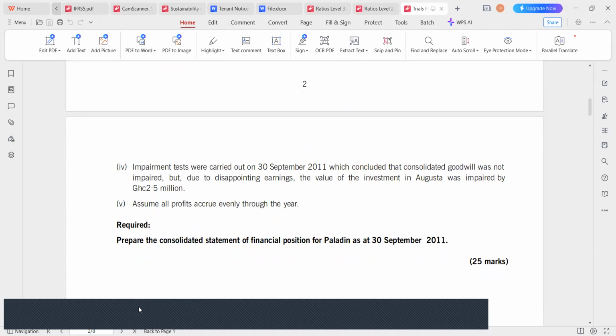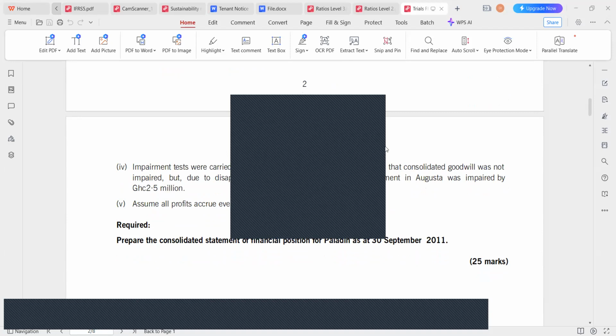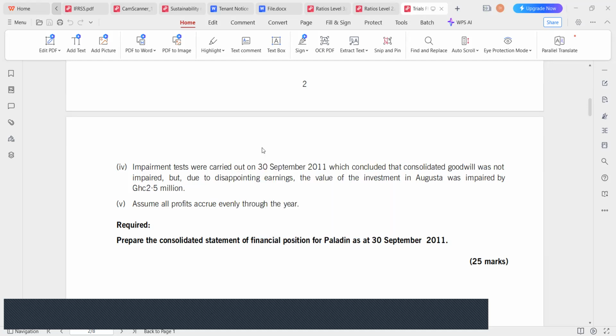So, under examination conditions, this is what I expect everybody to do. Right after the requirement like this, go to your answer booklet. Consolidation is always your question 1. So right on top, write question 1. It's only one question. Then write the name of the parent, say Paladin Group.